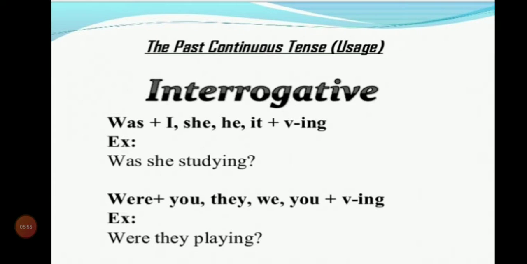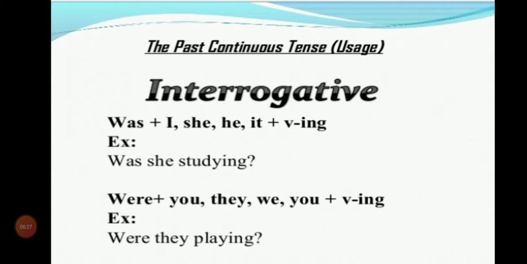Let's move to the interrogative form. For a yes or no question, we start with was or were. Then we write the subject, and the subject could be a pronoun or a noun. After that, we write the verb in the gerund form plus ing. As you can see here, was she studying? Yes, she was, or no, she wasn't. Were you playing? Yes, I was, or no, I wasn't.